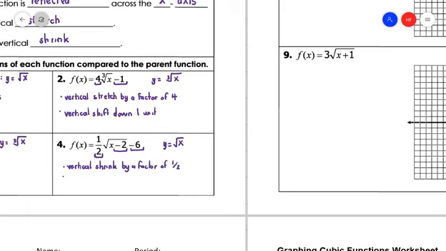-2 on the inside, we think opposite, so that's horizontal shift right 2 units. And lastly, that -6 on the end, we take it as it is. It is a vertical shift down 6 units.